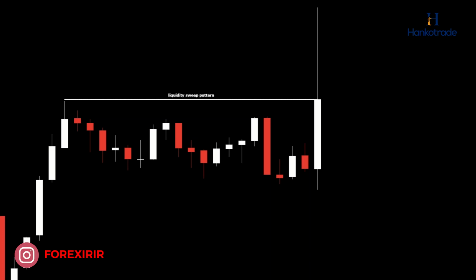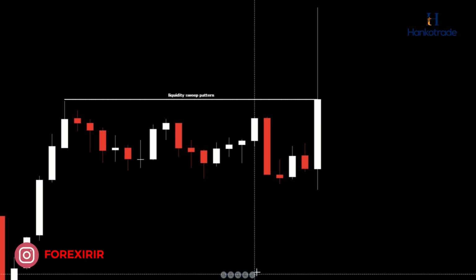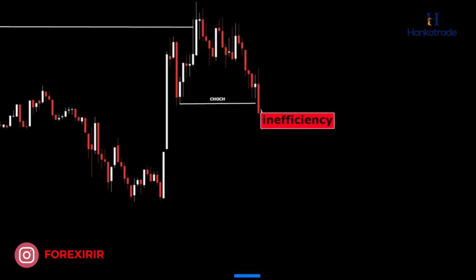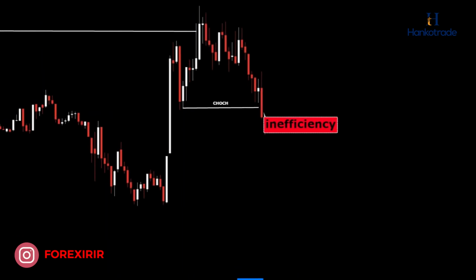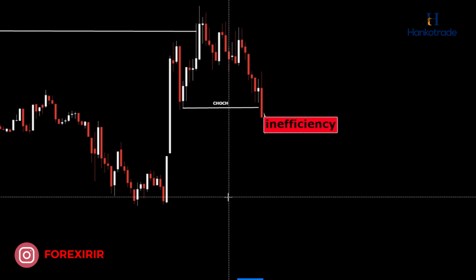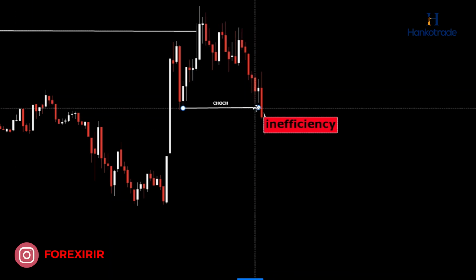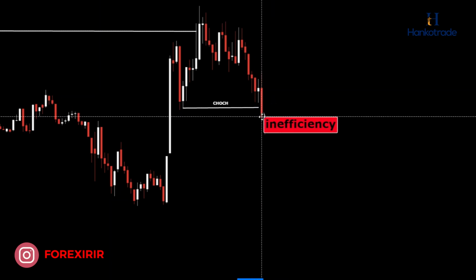With the identification of a valid liquidity sweep pattern, let's zoom into the 1-minute time frame to obtain a clearer view of price action and search for any signs of a change of character pattern. This step is crucial as it allows us to confirm the shift in market structure and consider our potential entry position. Shifting our focus to the 1-minute time frame chart, we observe that the price has created a change of character by breaking and closing below this structure to the downside, leaving behind a significant inefficiency.